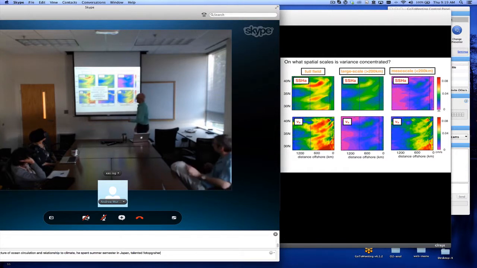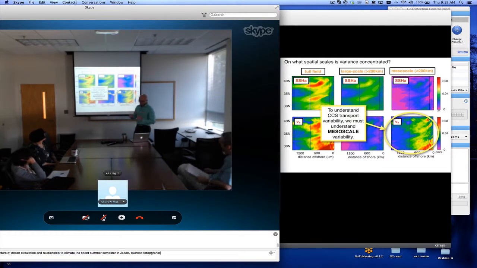So until we can understand and quantify and determine the forcings of this mesoscale variability, we can't really say we fully understand California current system transports.